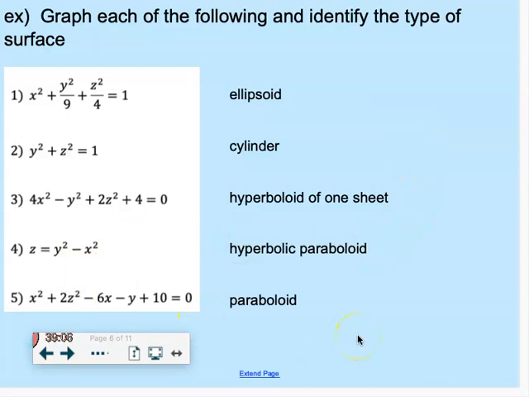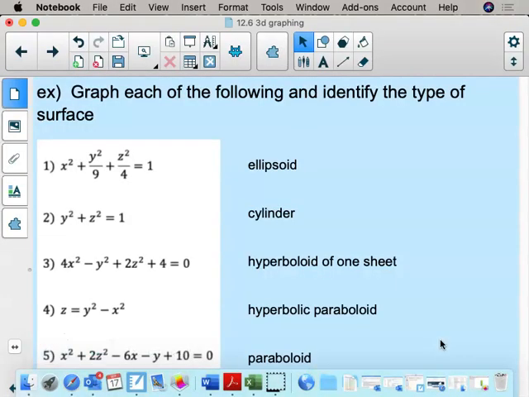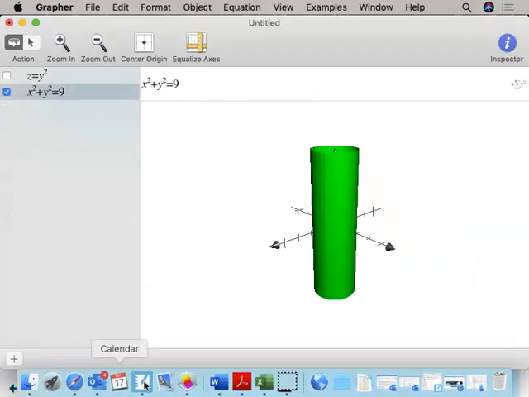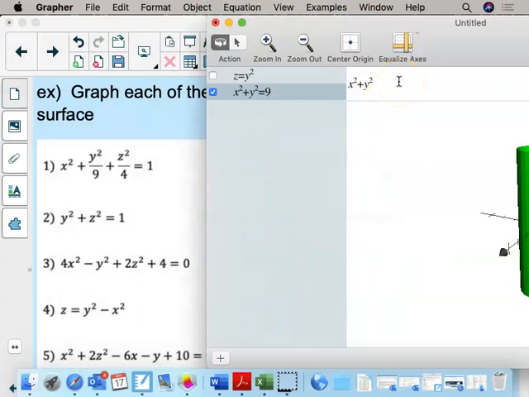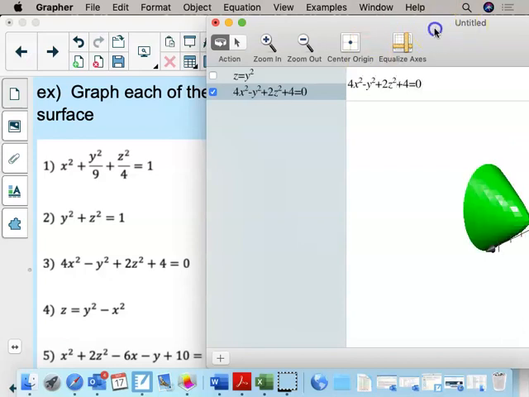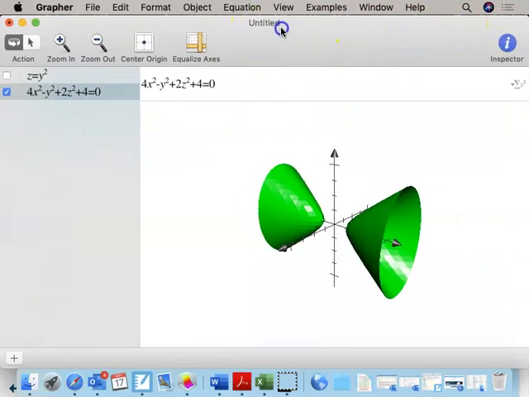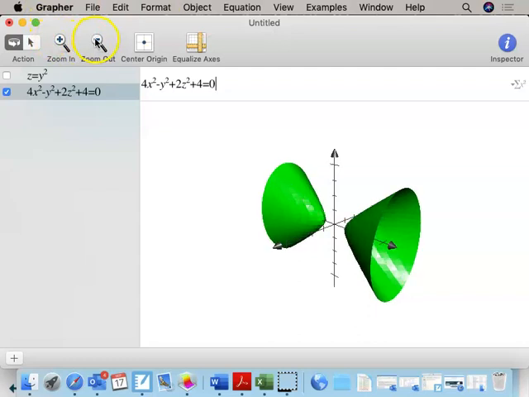So, let's see. If you zoom out a lot, this is what we got when we graphed it. This might be a good time to talk about zooming. Okay, 4x squared minus y squared plus 2z squared plus 4 equals 0. If you look at it like this, it absolutely looks like a hyperboloid of 2 sheets. But if we zoom in, out, zoom out.